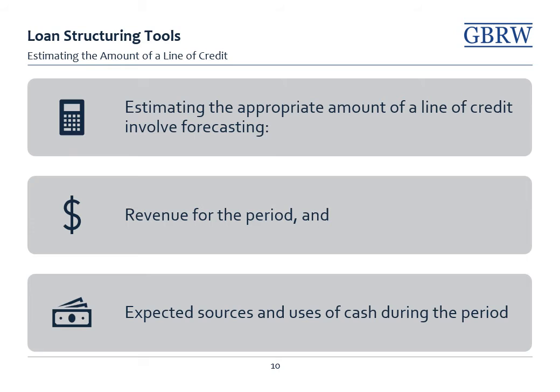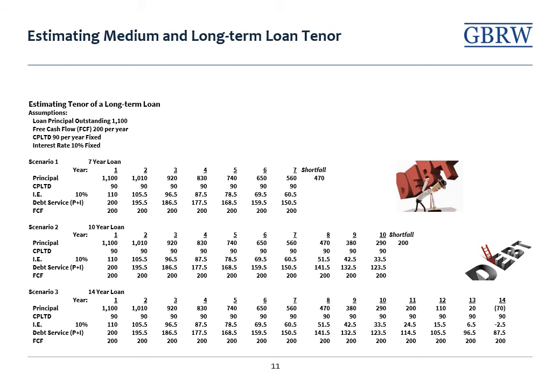We introduce a pragmatic approach for estimating a line of credit amount based on the company's forecasted revenues and expected sources and uses of cash during the period. The process fosters constructive discussions between the lender and the entrepreneur, which contributes to the effective resolution of a problem. Estimating the tenor of a term loan is somewhat a matter of trial and error. The loan tenor is driven by the level of debt and the borrower's debt capacity or cash flow.